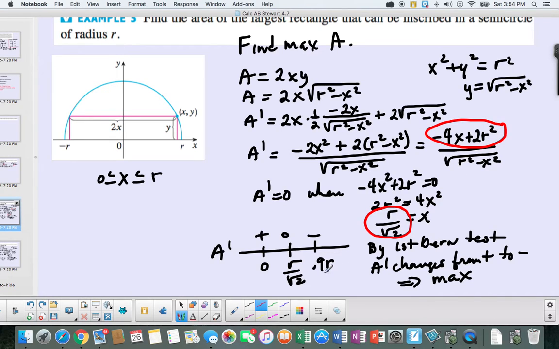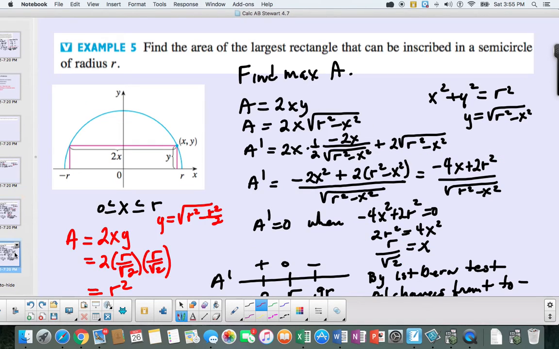Now I'm going to check 0.9r, because I can't really choose r, as there will be a 0 down here. But if I choose 0.9r here, I'm going to get this numerator being negative. So by the first derivative test, A prime changes from positive to negative, which implies a maximum value.